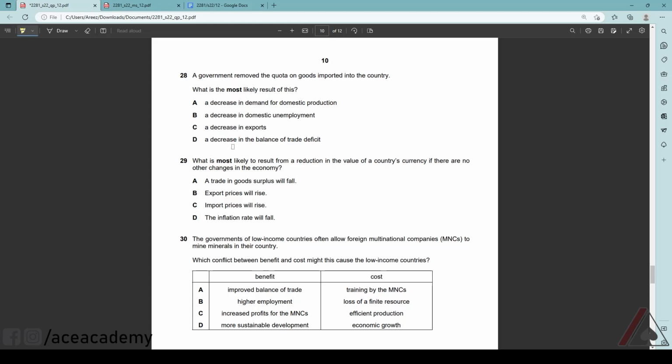D, a decrease in the balance of trade deficit. If there is a trade deficit, it means you're already importing more. Right, a decrease in the balance of trade deficit means that you're going to export more, or the imports are going to stop. A removal on quota would not decrease the trade deficit, it would increase the trade deficit. Therefore, D is not the answer. Your only answer here is A, a decrease in the demand for domestic production.